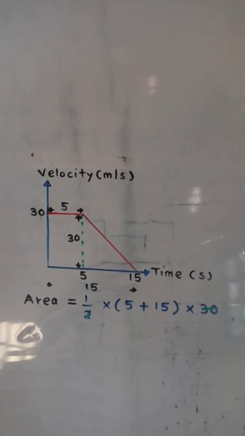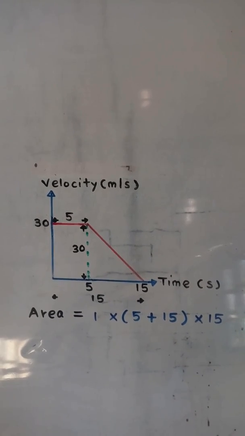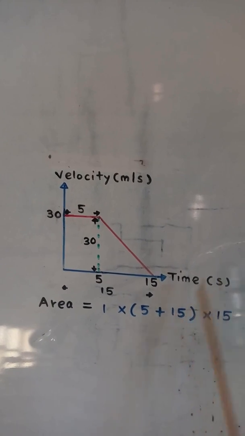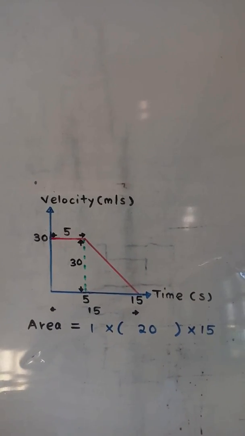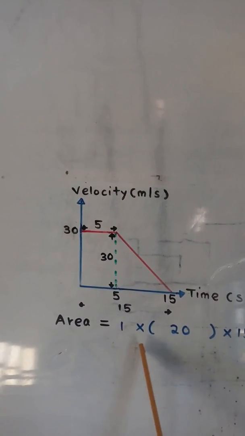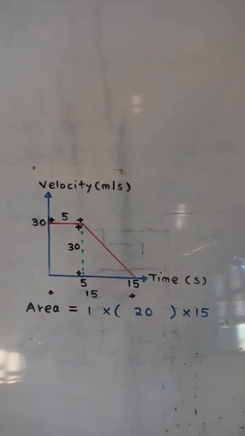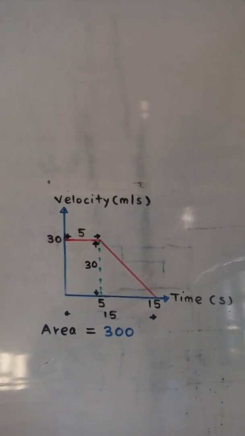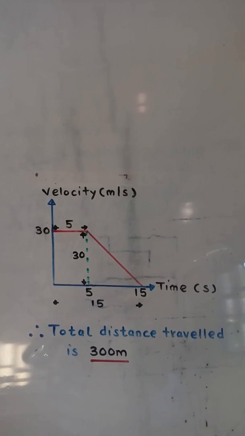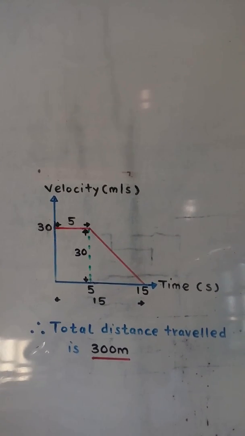30 divided by 2 is equal to 15. 5 plus 15 is equal to 20. 1 times 20 times 15 is equal to 300. Therefore, total distance traveled is 300 meters.